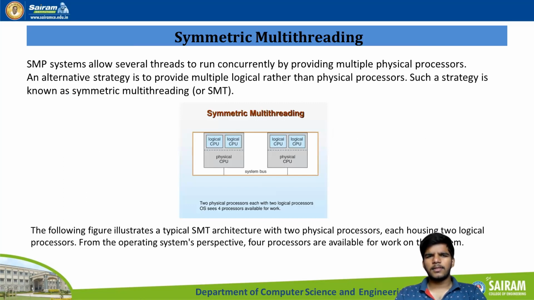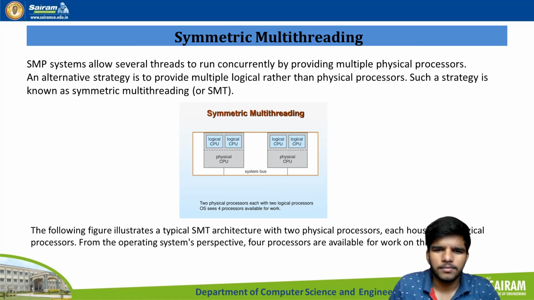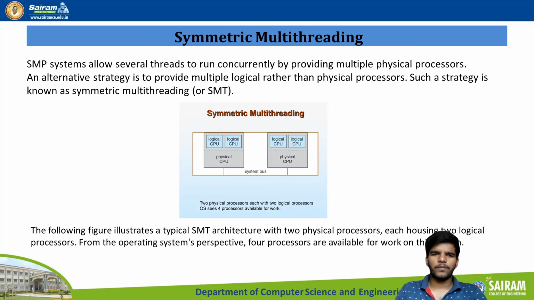Symmetric multithreading. A symmetric multiprocessor system allows several threads to run concurrently by providing multiple physical processors. An alternative strategy is to provide multiple logical rather than physical processors. Such a strategy is known as symmetric multithreading, or SMT. Here we can see that there is a common system bus connected to the physical CPUs, and above that, we can see logical CPUs attached above the physical CPU.